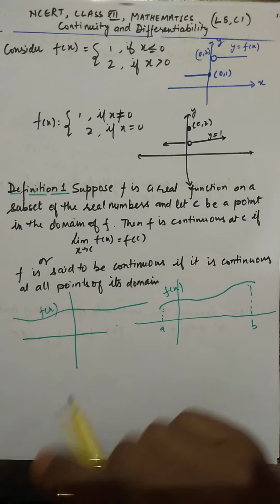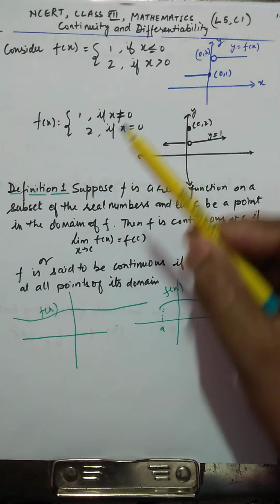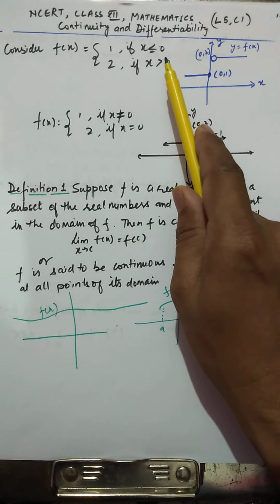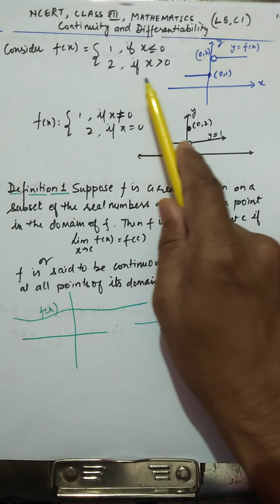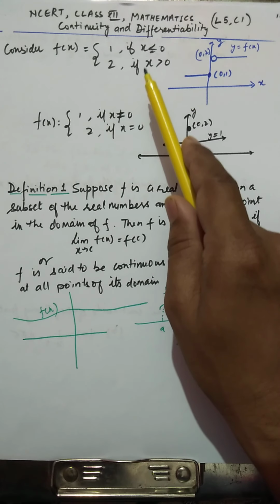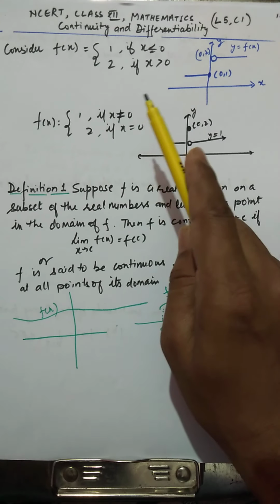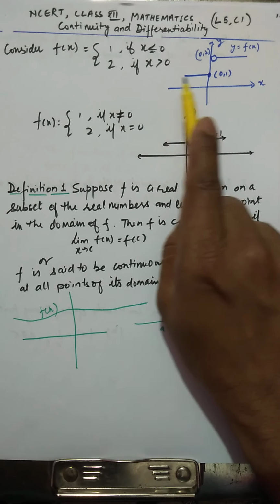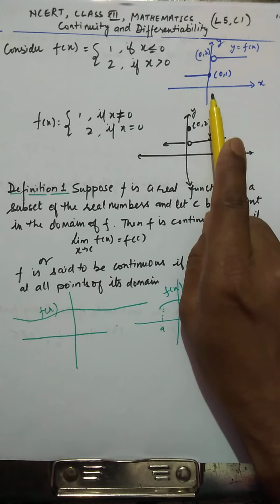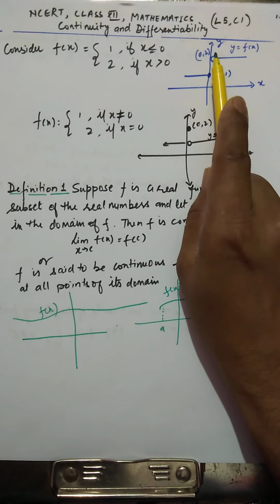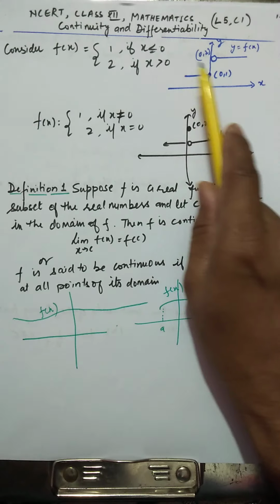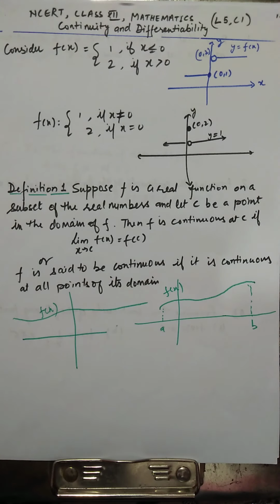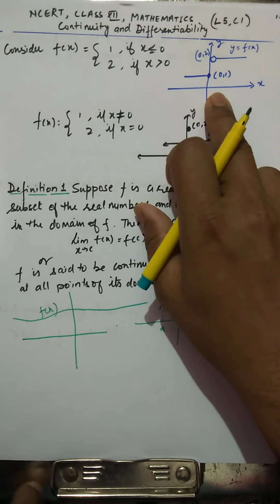Now I'm taking this example: f(x) is 1 if x is less than or equal to 0, and 2 if x is greater than 0. If I ask you to draw this function, you cannot draw it without lifting your pen. For example, for all x greater than 0, if you go this side, the value is fixed, which is 2. So you will go like this.